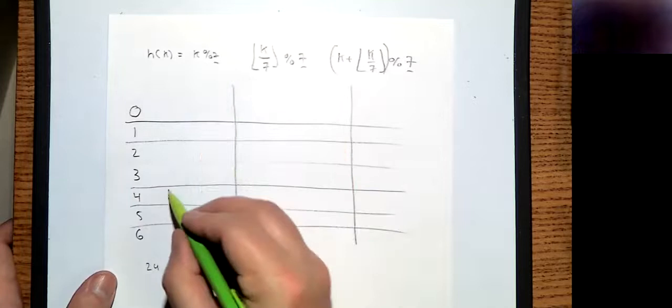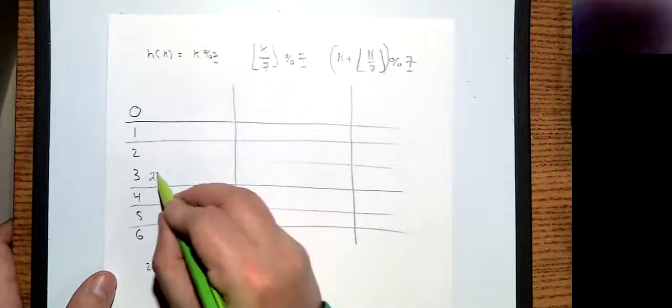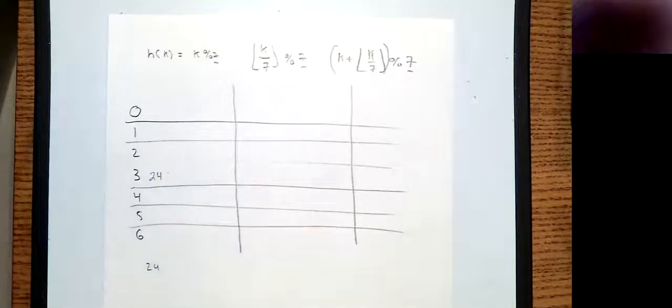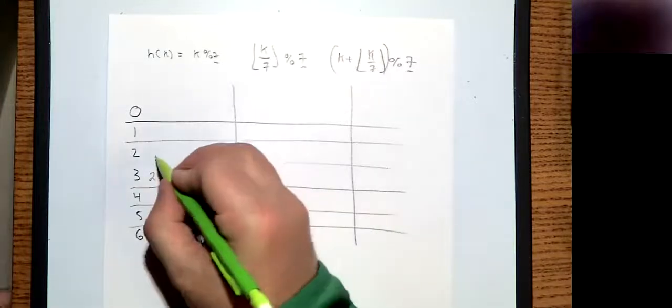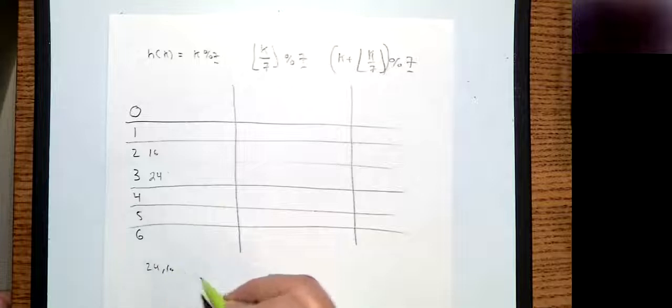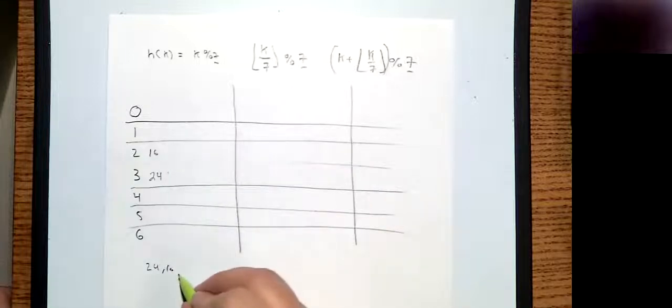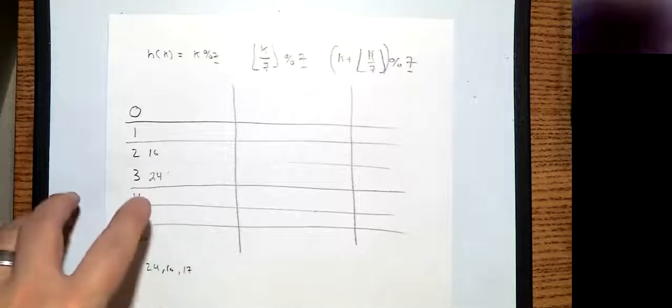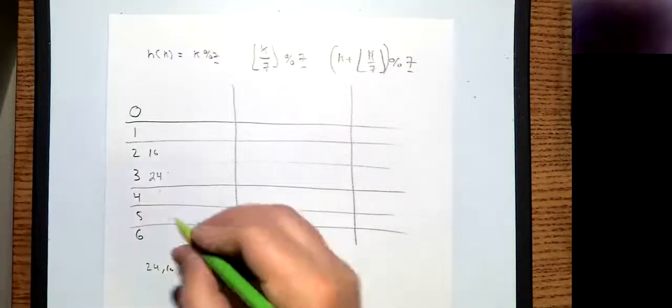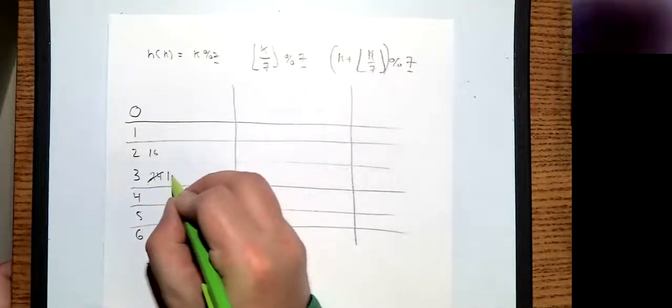24 mod 7 is 3. And notice how I write it over here on the left. Next, 16 mod 7 is going to be 2. Next element we're going to put in is 17. 17 mod 7 is 3. What we do in this scenario when we have a collision is we expel the element that's currently in there and put in the most recently inserted into the hash.